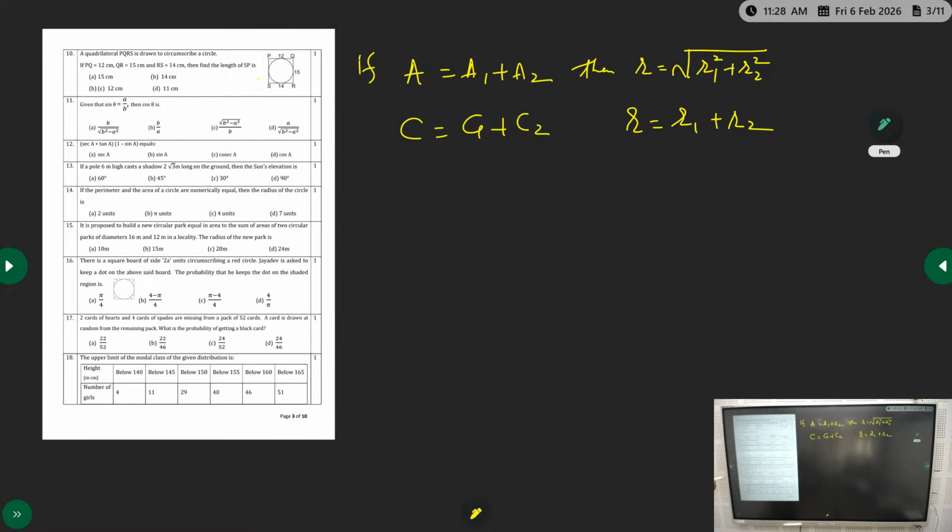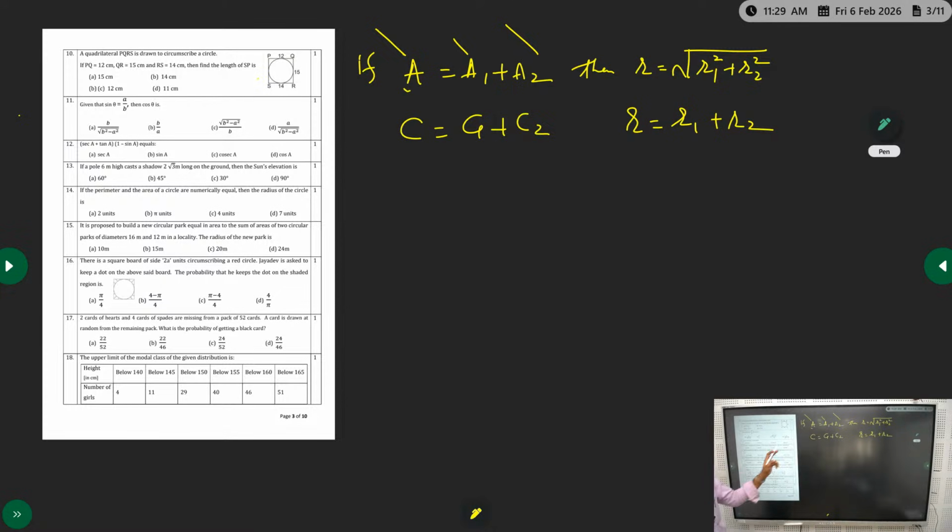Okay. Now the question here is which one? Question number 14. Actually, I said of the 15th one. I will solve 15 and then I will go for 14. The 15th question is, it is proposed to build a new circular park equal in area to the sum of two circular parks of diameter 16 and 12 meter. Then the radius of new park is, this is area of new park. This is area of the two parks which are already built in the locality.